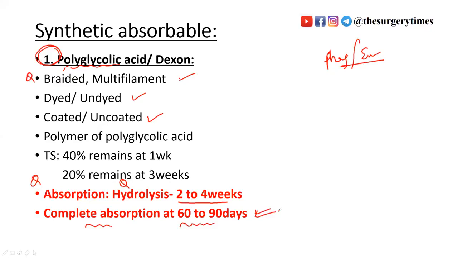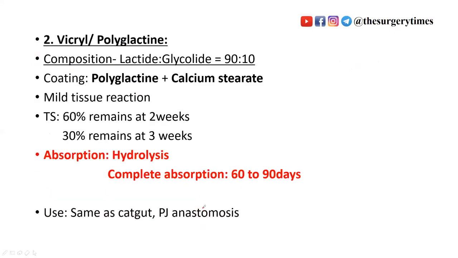This is also important. So 3-4 questions are there. Braided multifilament is Dexon. Absorption is by hydrolysis by 2 to 4 weeks, and complete absorption by 60 to 90 days. Now the second one is Vicryl, otherwise called polyglactin. It is a question.